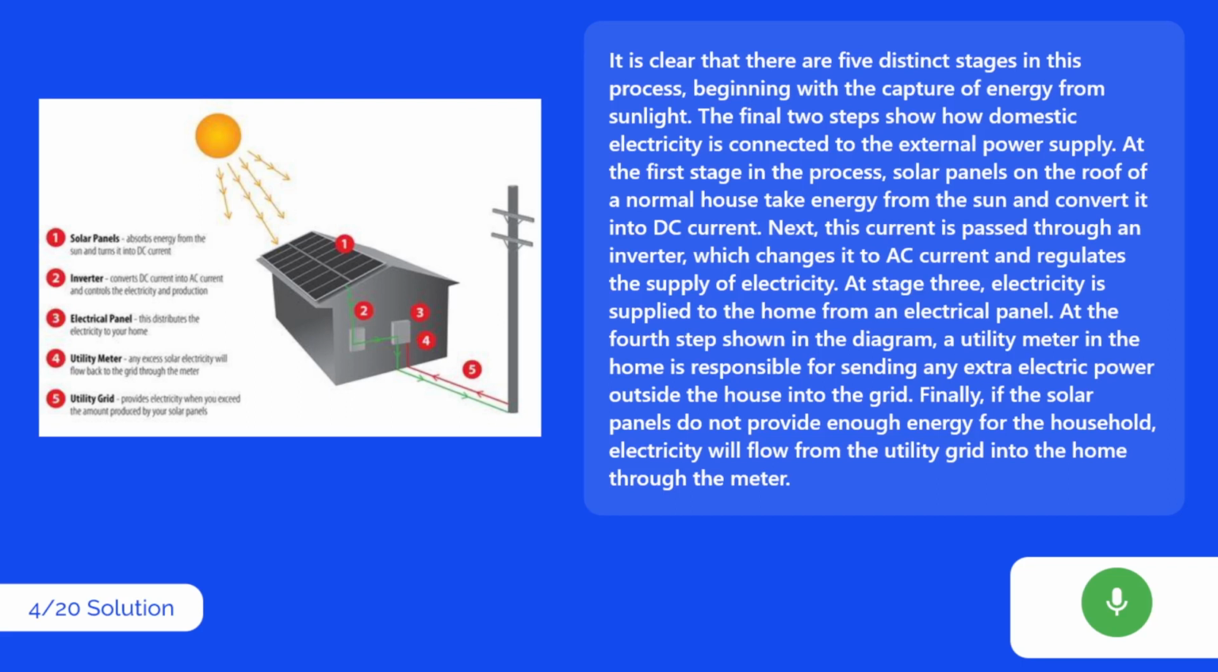At stage 3, electricity is supplied to the home from an electrical panel. At the 4th step shown in the diagram, a utility meter in the home is responsible for sending any extra electric power outside the house into the grid. Finally, if the solar panels do not provide enough energy for the household, electricity will flow from the utility grid into the home through the meter.